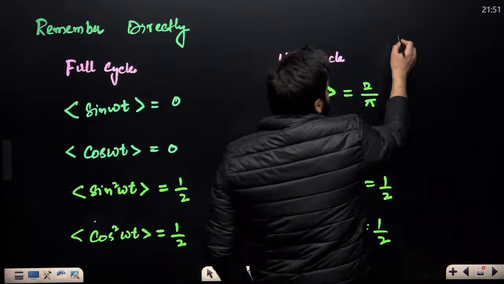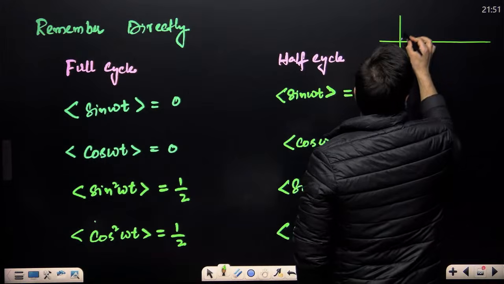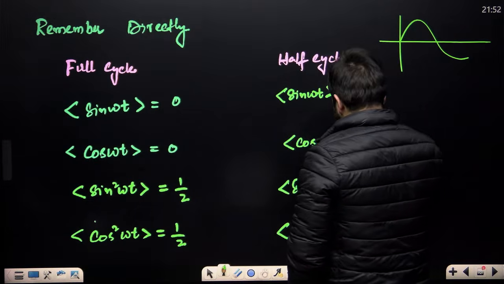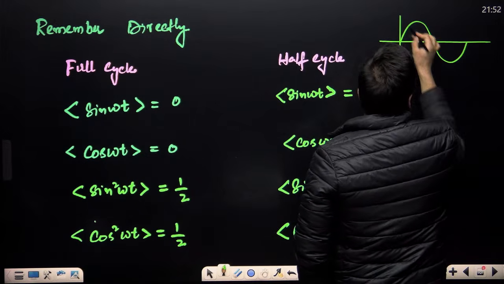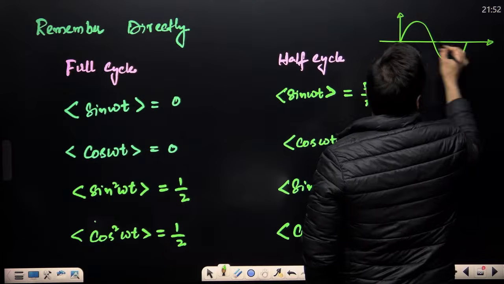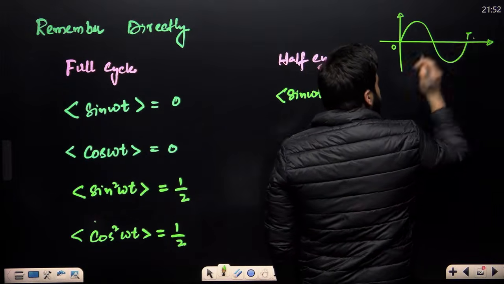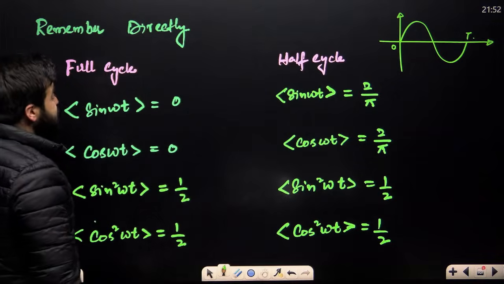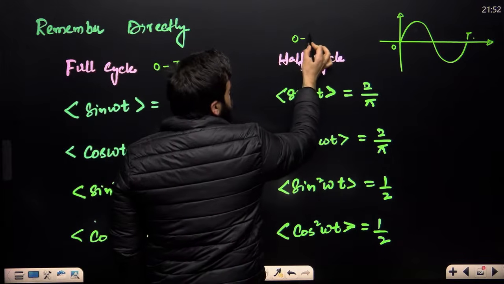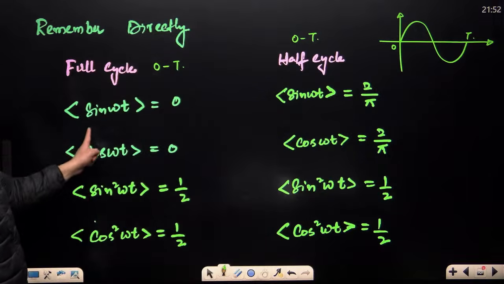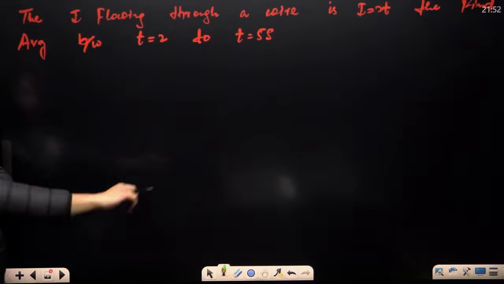Sine omega t means if we make the graph of sine, it would be something like this. So this is time 0 over here, this is time capital T. One complete cycle means from 0 to T. Half cycle means from 0 to T by 2. What is the average of sine omega t in full cycle from 0 to T?